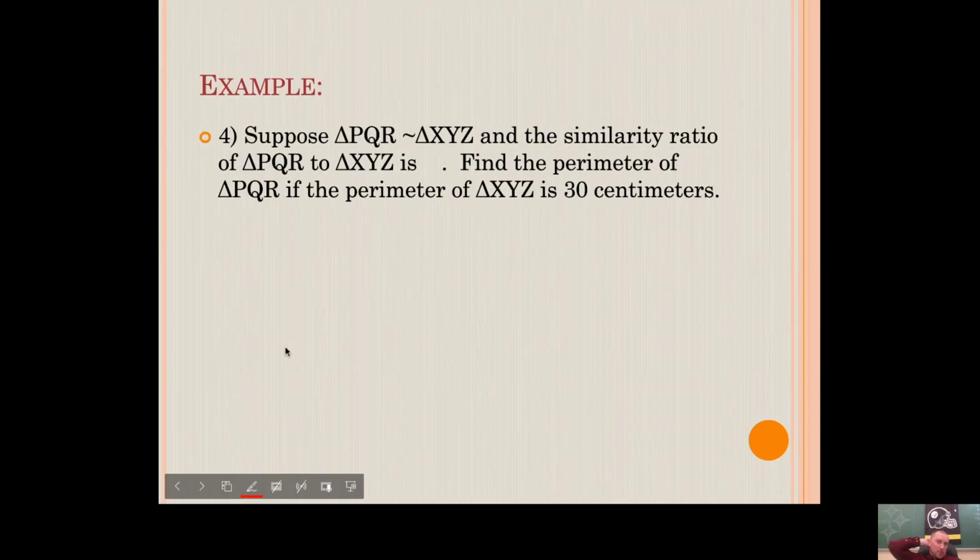This one's the same type of deal. Suppose you have two similar triangles. Triangle PQR is similar to triangle XYZ. And the similarity ratio of triangle PQR to triangle XYZ is some number. I'm going to put it in there in a second. Find the perimeter of triangle PQR if the perimeter of triangle XYZ is 30. I'm just making this up.